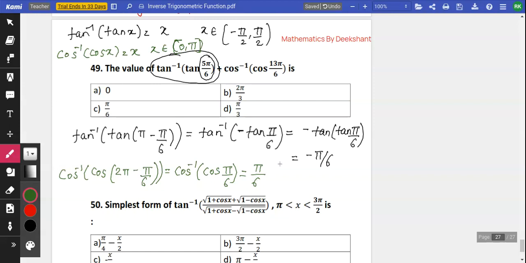Now after adding this, minus pi by 6 and plus pi by 6 is 0, because both are of opposite sign. So they cancel out. So the correct answer is option A, because minus pi by 6 and plus pi by 6 cancel out. Therefore the correct answer is option A.